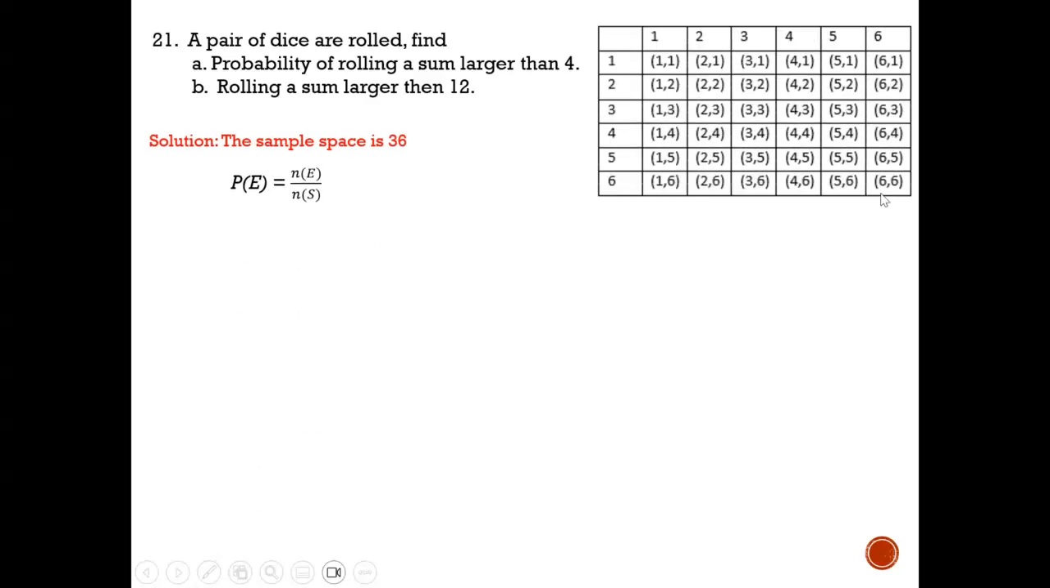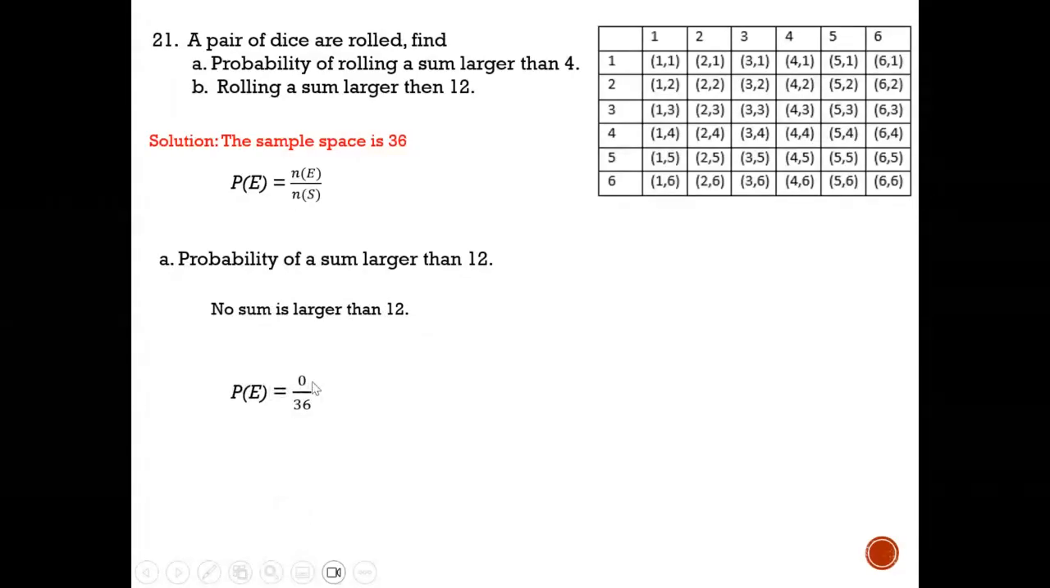Now for part B, a sum more than 12, right? There's none because the largest sum is 6 plus 6, which will give us 12, right? It's saying that the sum is larger than 12. Larger than 12 means the 12 is not included. So it's going to be 0. So 0 over 36. So the probability will be 0 because there's no way you can get a sum more than 12.